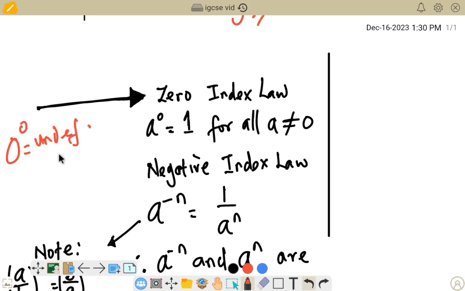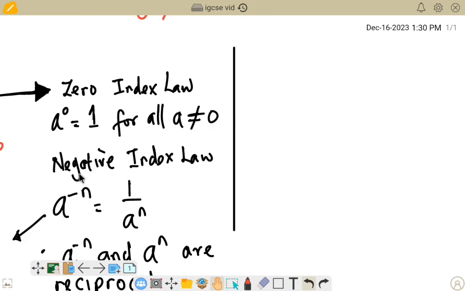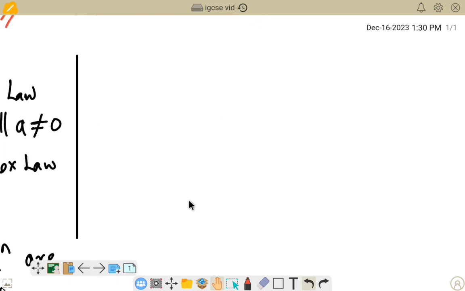the answer is actually undefined. But any other number apart from 0, like y raised to the power 0, 30 raised to the power 0, 2 raised to the power 0, if you raise it to the power 0, you get 1. It can easily be explained by using the division law. Take for example, we know that 2 raised to the power 3 divided by 2 raised to the power 3 will give you 2, because this is division.